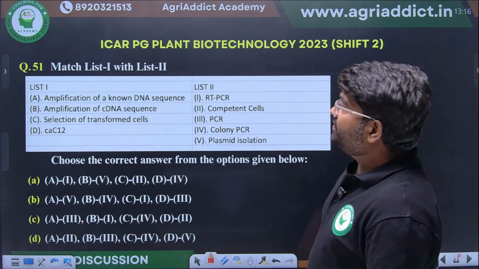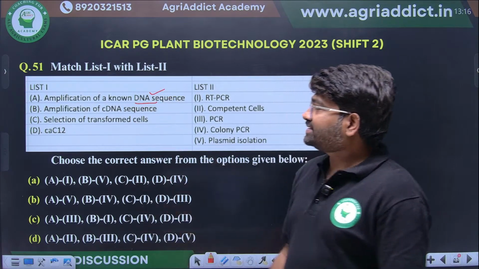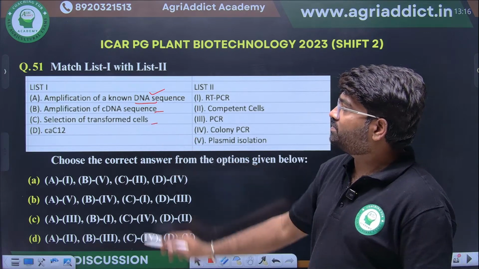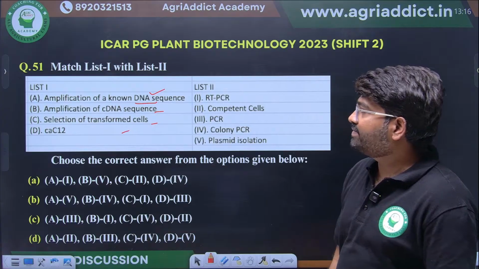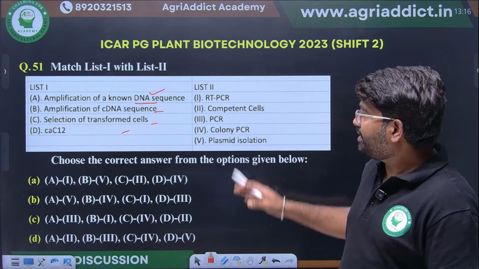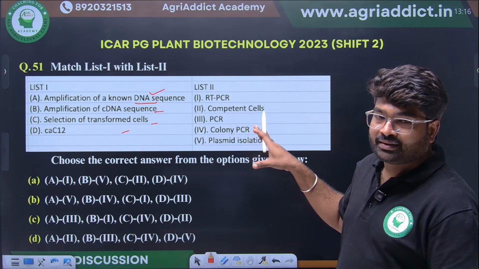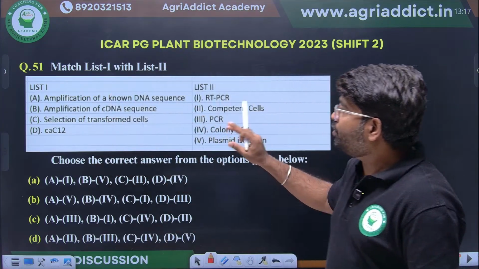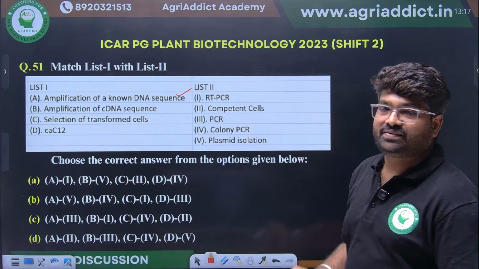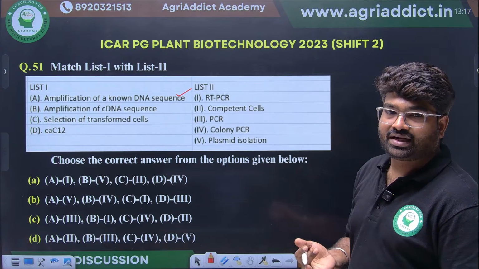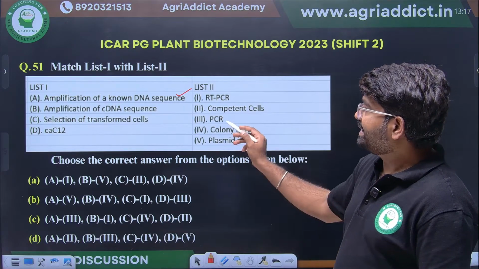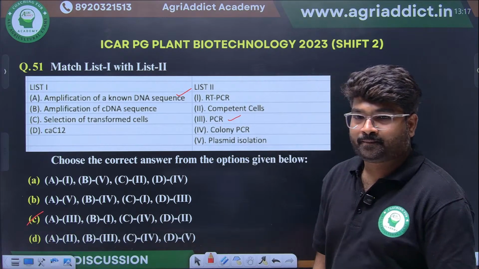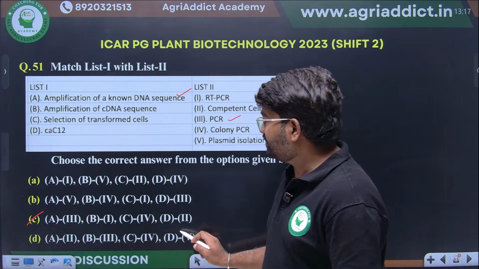Next, amplification of known DNA sequence. Amplification of cDNA sequence. Selection of transformed cell. Calcium chloride. Okay, they have given different terminologies. We have to match with the particular instrument we are using. So amplification of known DNA sequence. Known DNA sequence means we can easily design the primers. Okay, primers we can design, then we can amplify. So 3 will come. Only here is coming 3. Yes, very good, excellent. Option C is the right option.